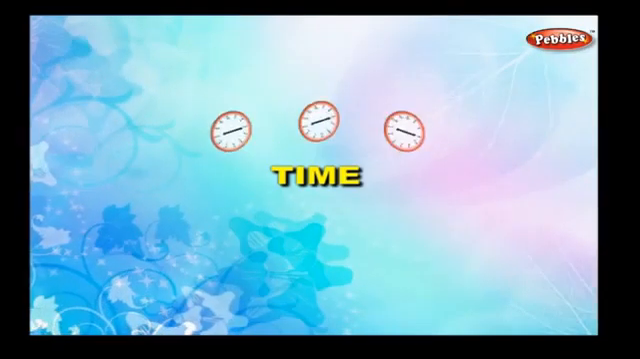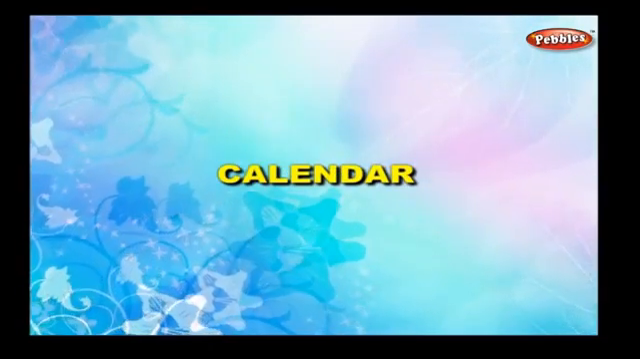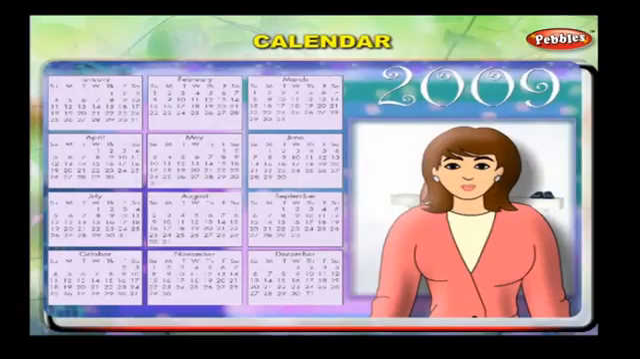Time. Calendar. This is the calendar for the year 2009. It helps us to know the year, the month, day and the date. There are altogether 12 months in a year. Let us learn the names of the months.